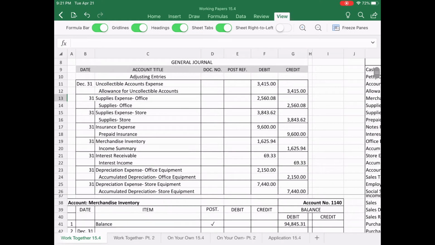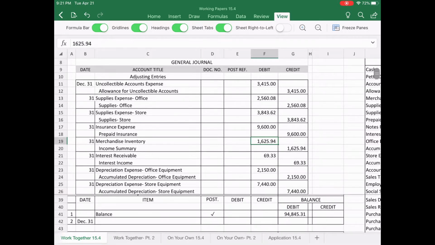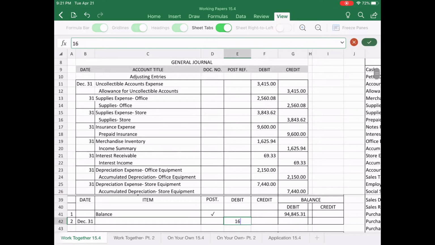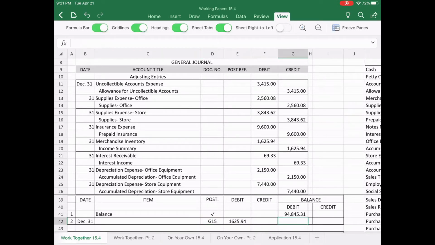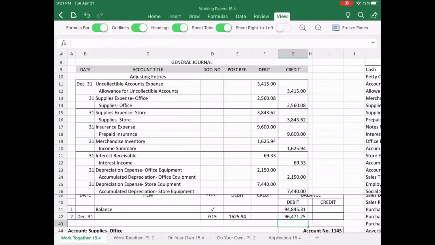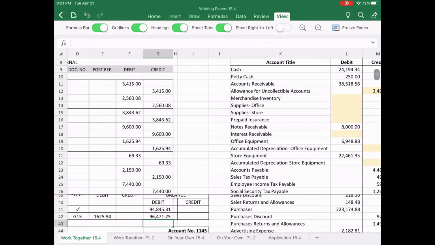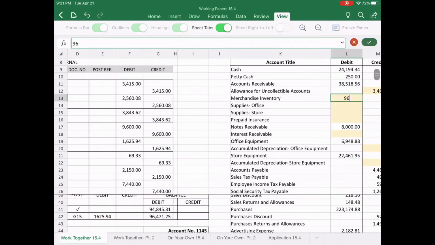Next one, merchandise inventory. So we've got $16.25.94 in the debit column. Since they're both debits, we add them together. $96.471.25.